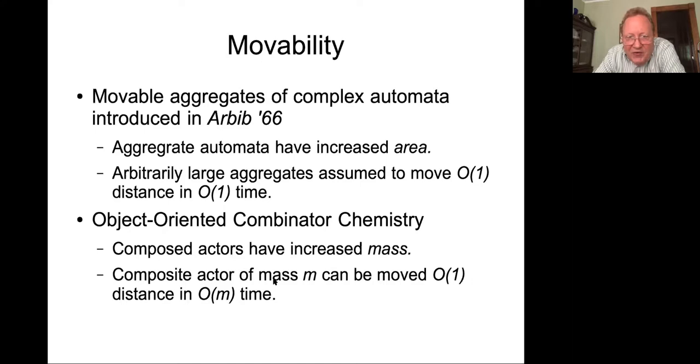I don't consider more complex automata to be larger in area. I consider them to have increased mass. And when I can move, I let the diffusion constant in my simulations reflect the mass, such that heavier actors move more slowly, and that reflects the real cost of copying data in the substrate. So I think this is equally defensible.